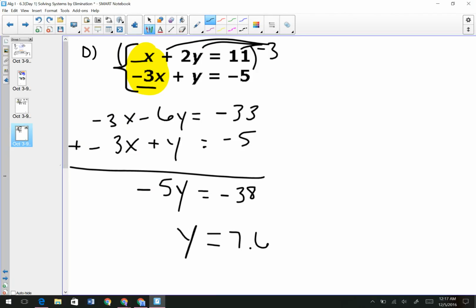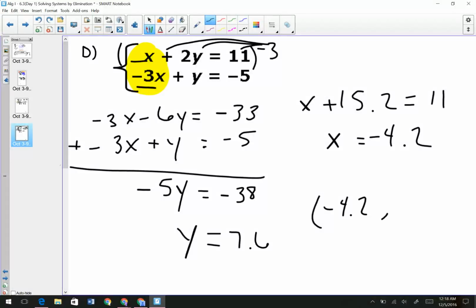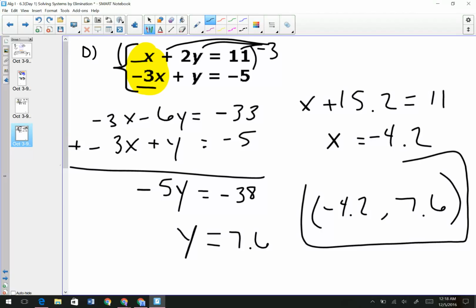Then we're just going to plug that back in. So we've got x plus 2 times that, 15.2, is equal to 11. So x is equal to 11 minus 15.2, -4.2. Okay, we'll do that. Until I get to school and you guys say, Mr. Laverick, you did that stupid thing on that video. It should have come out to be a whole number.